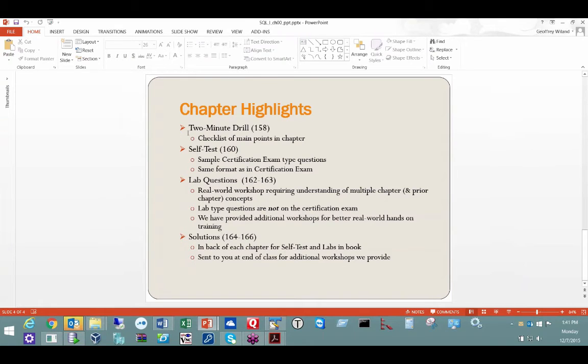So we talked about all of these things. We talked about the 2-minute drill, the self-test, the lab questions. And in the back, for the lab questions and the self-test, they have solutions. In the back of each chapter, they have solutions to those two things. So of course, give it a try on your own. If you're running into problems and you don't understand, you can look in the back when you're all done and see if your answers were right and look at help with that. Okay? So that gives you the solutions.